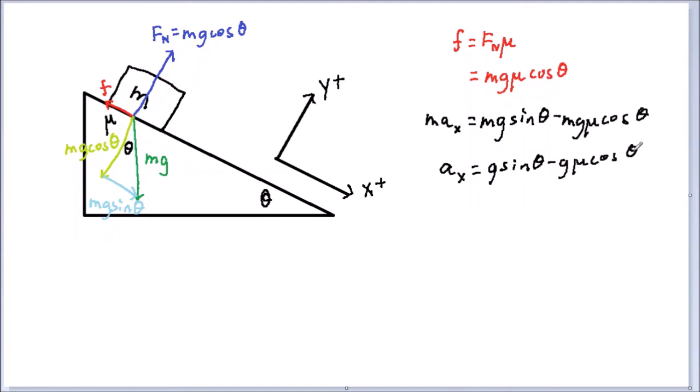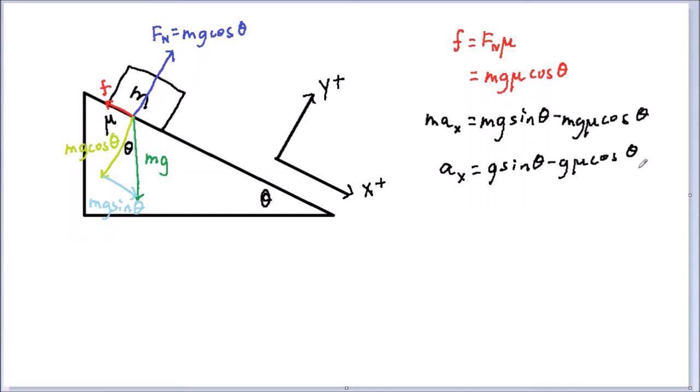And we can factor out the g to make this look a little nicer. Once we calculate this, we can get our velocity and position functions really easily with our constant acceleration derivations. We're not going to do this here because there are way too many terms.